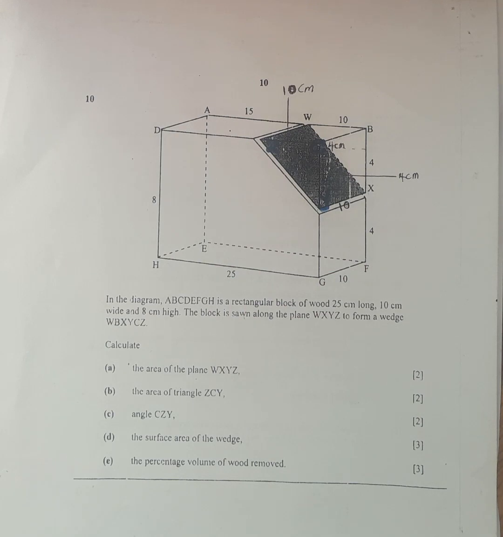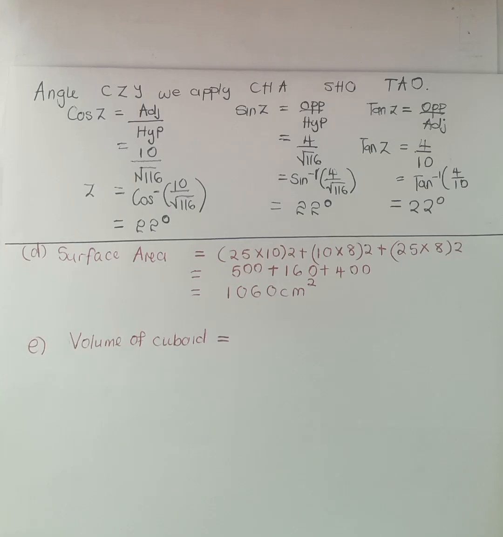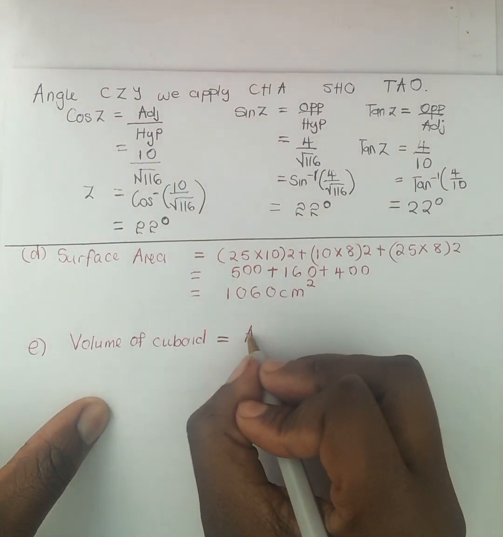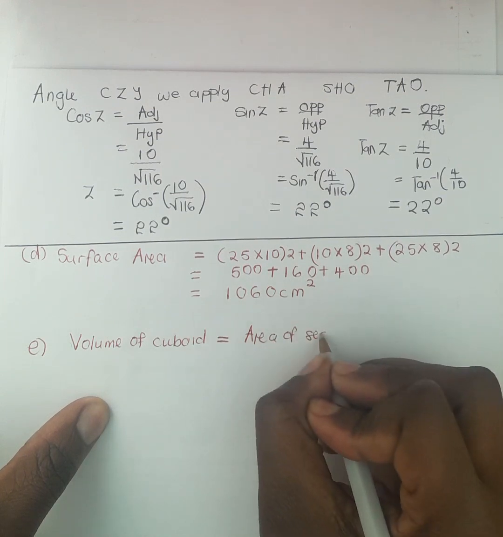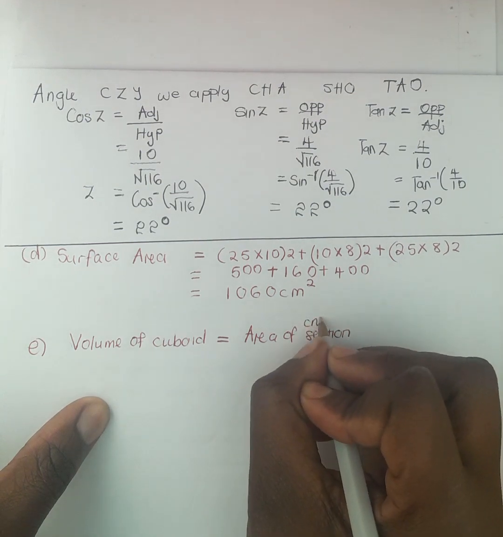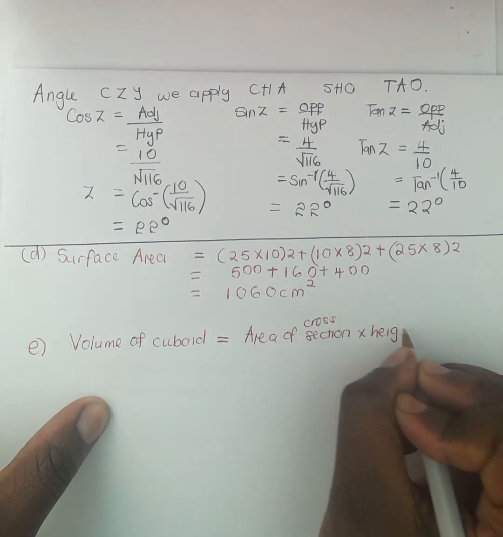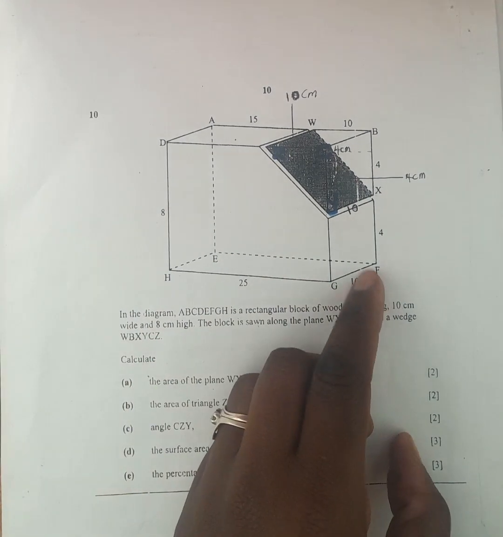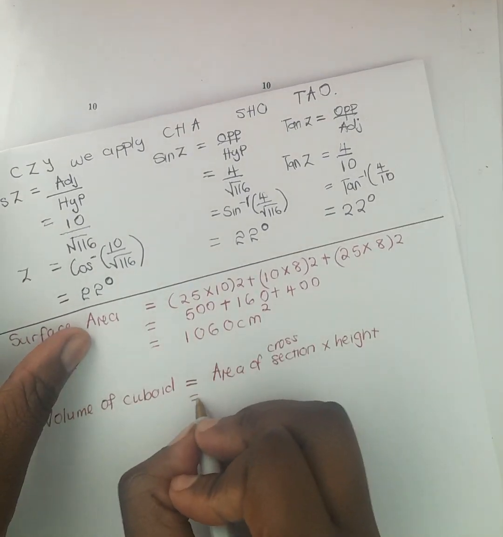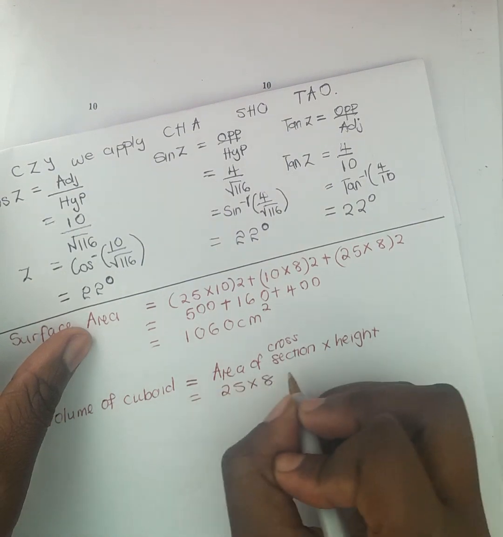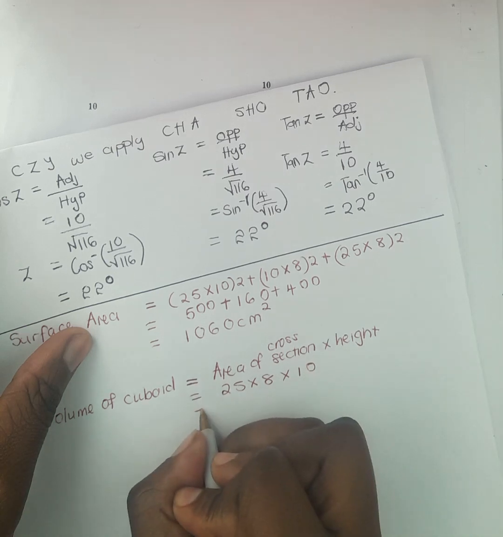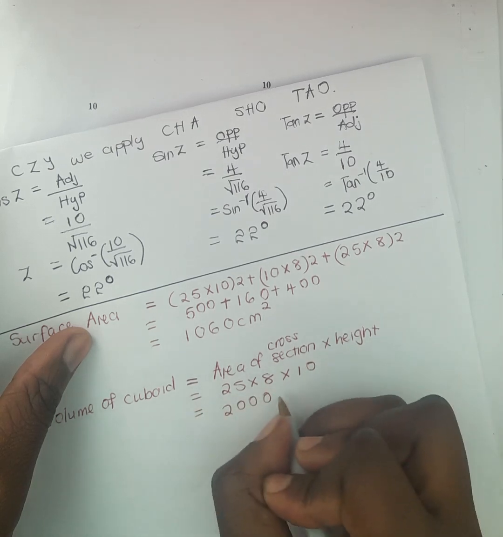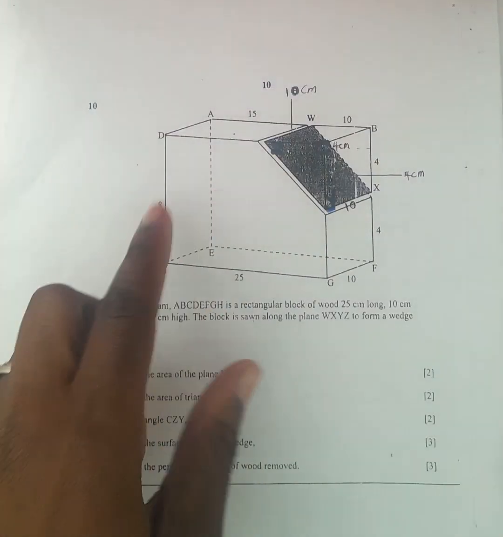We want to find the percentage volume of wood removed. So we need to find the volume of the cuboid. Volume of a cuboid is area of cross section times height, or times length. So the cross section is 25 times 10, and we say 25 times 10 times 8. So 25 times 8 times 10 is equal to 2,000 cubic centimeters. This is the volume of the whole cuboid.